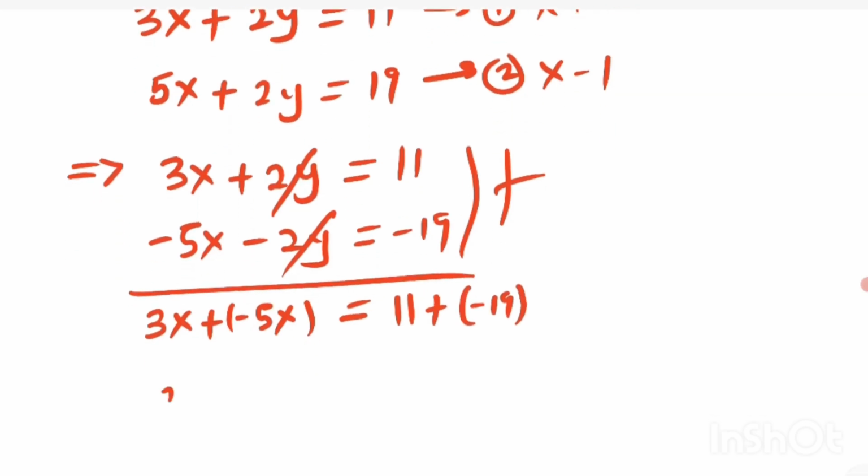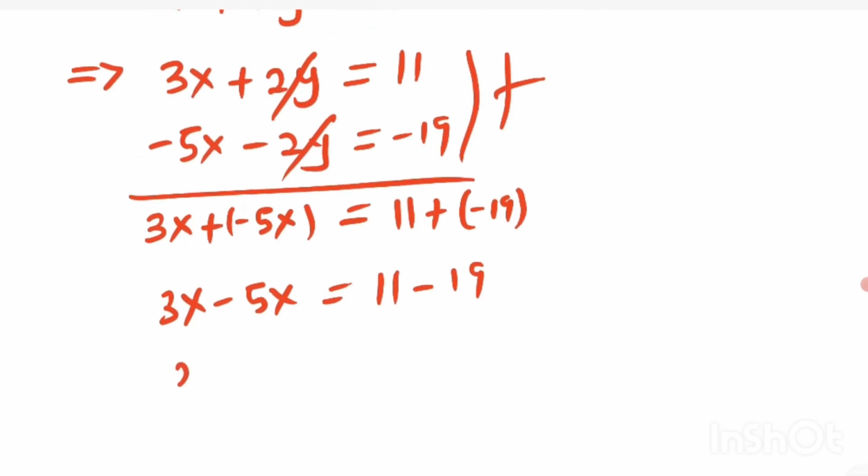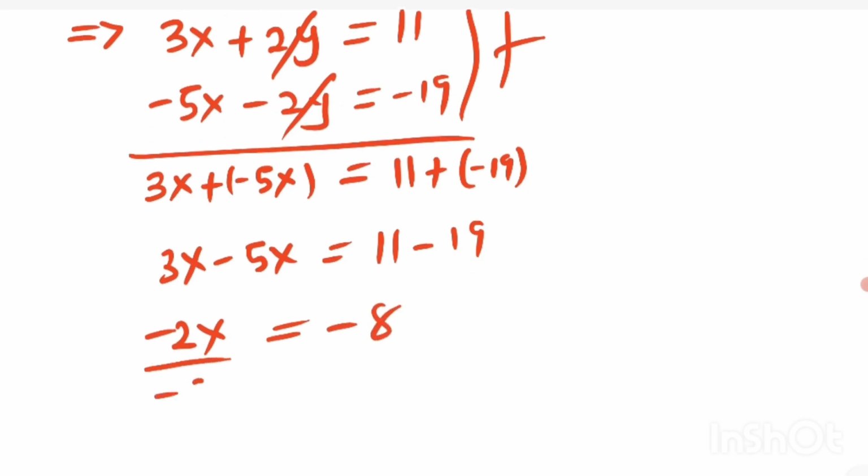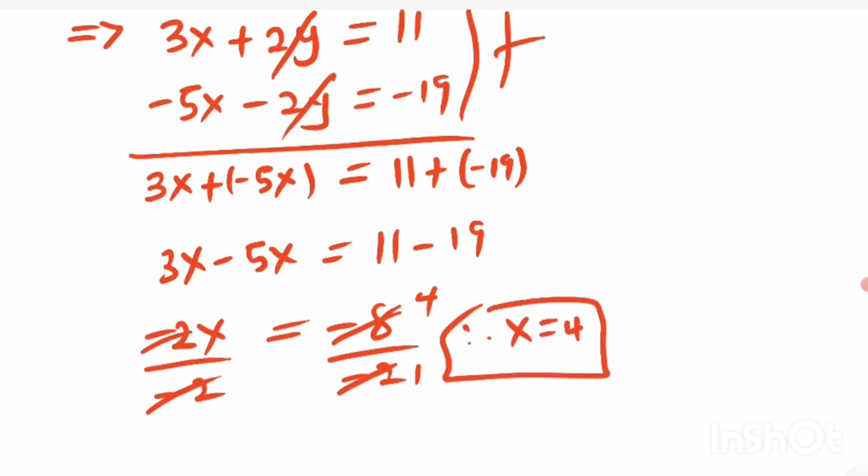And this is 3x minus 5x is equal to 11 minus 19. 3x minus 5x, this is minus 2x is equal to minus 8. Let's divide both sides by minus 2. This divided by minus 2. This cancels this. Minus 2 here 1, minus 2 here 4. Therefore, x is equal to 4. Then we've gotten the value of x.